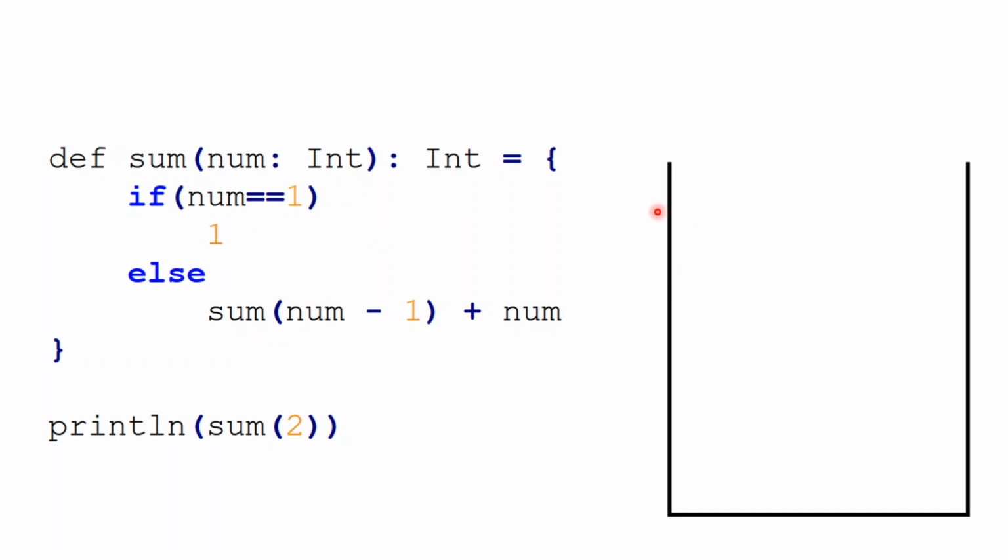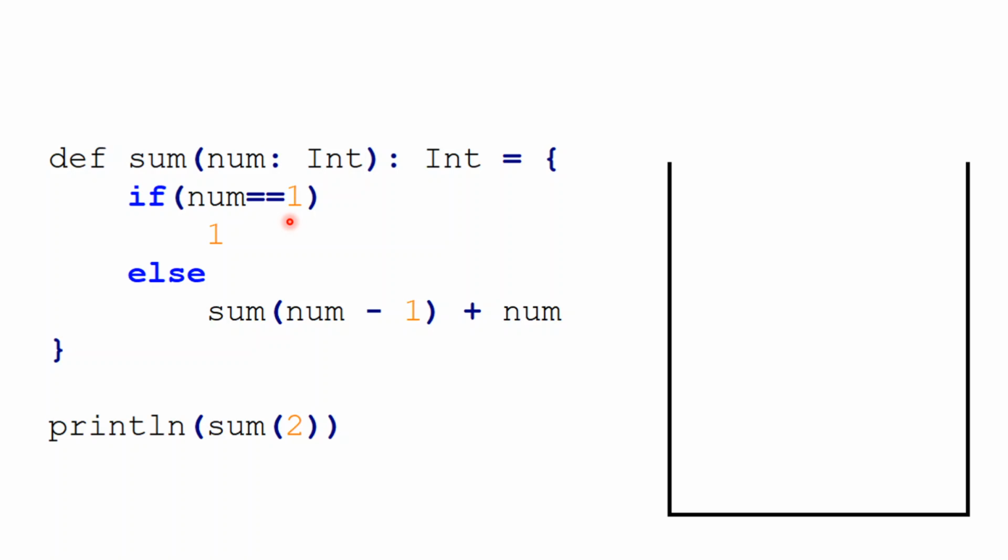And then I have a stack on the right side which will store all the stack frames. So let's see what I have done in this function. When I call the function, it checks using the if condition. If the number is equal to 1, then it returns 1. If it is not, it continues calling the function until the number, which is the input, becomes equal to 1.